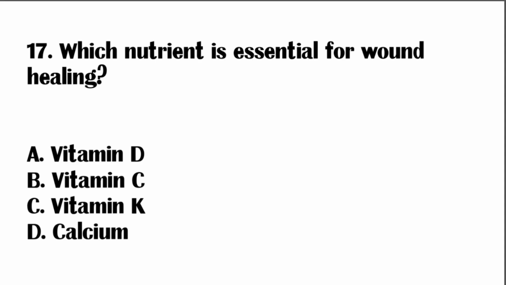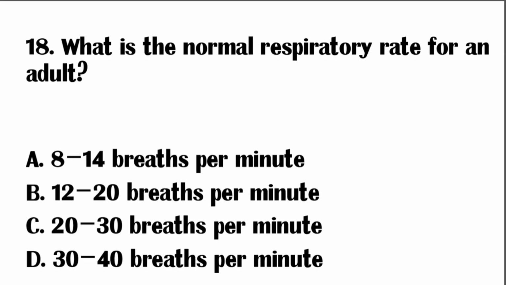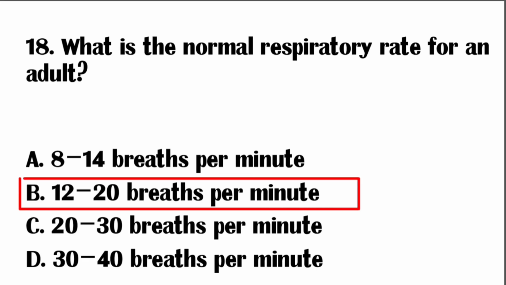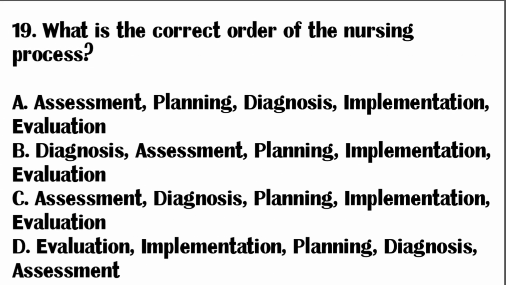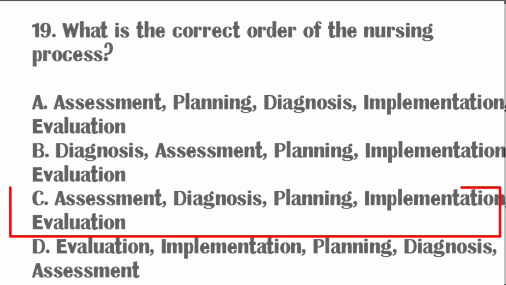Next question: which nutrient is essential for wound healing? Correct answer: vitamin C. Next question: what is the normal respiratory rate for an adult? Correct answer: 12 to 20 breaths per minute. Next question: what is the correct order of the nursing process? Correct answer: assessment, diagnosis, planning, implementation, evaluation.